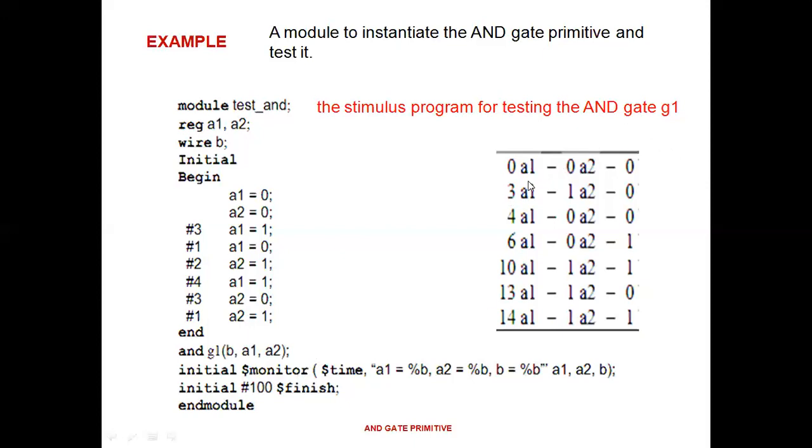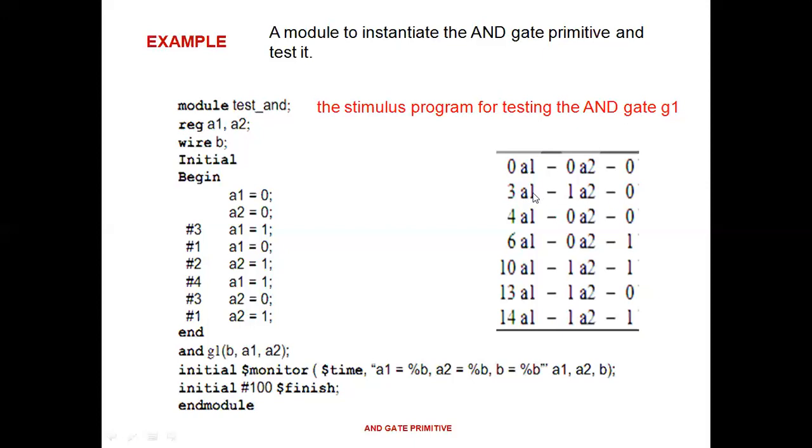Now you see, what is a1 0, a2 0? Initially, we have mentioned initial values, therefore the initial values have been displayed on the screen. Now in the second case, a1 is changing from 0 to 1. A2 remains the same.